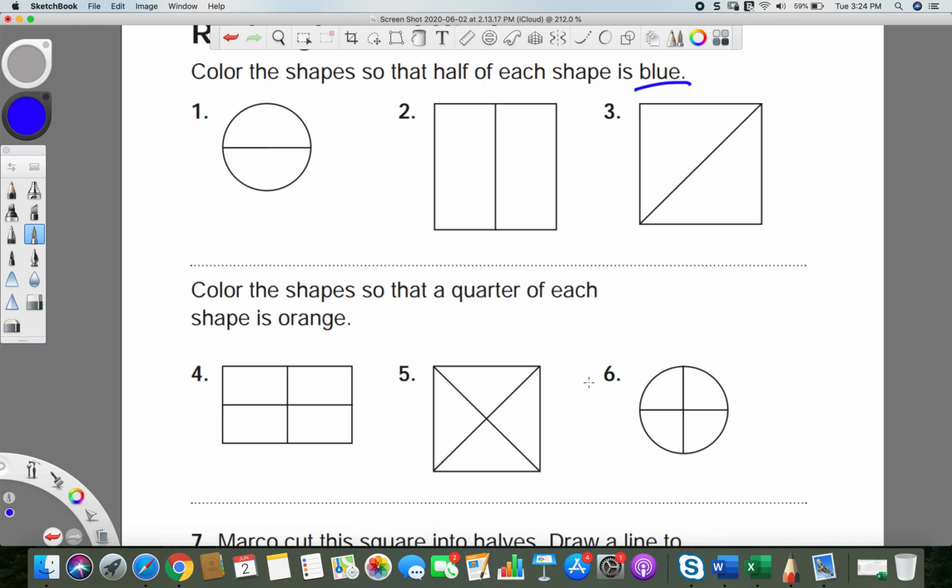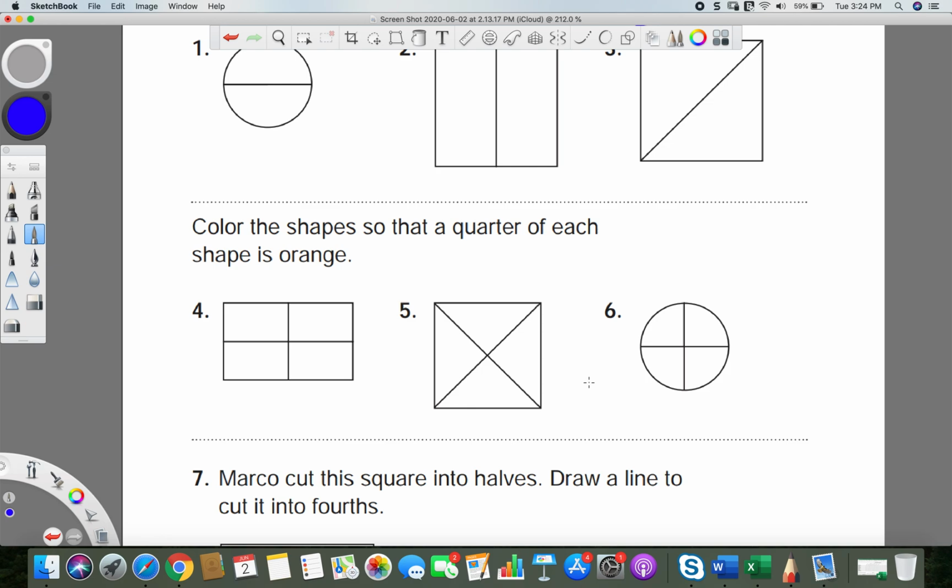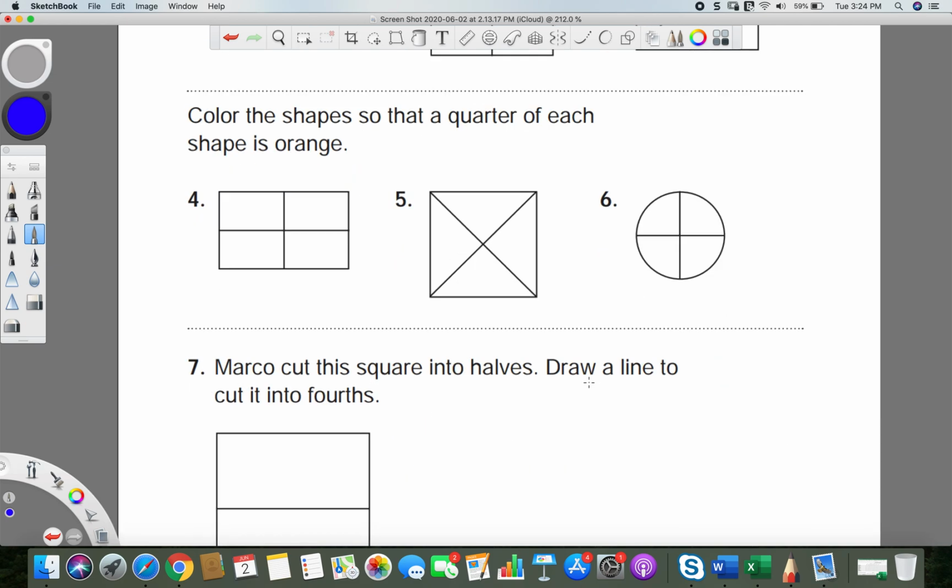And if we go down to numbers 4 through 6, it says color the shape so that a quarter of each shape is orange. Ooh. Let me get my orange out. All right. Again, go ahead, get those crayons or colored pencils for this one. And we want just a quarter of each shape orange, okay? This goes for number 4, number 5, and number 6.